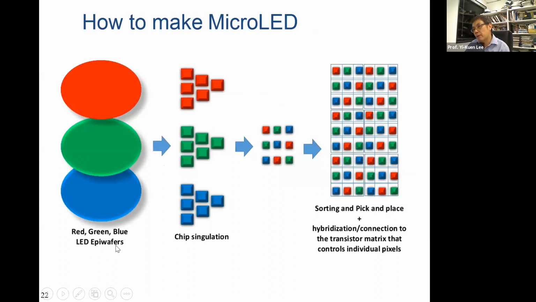We call it an epi wafer, right? And then try to do dicing, sometimes called dicing, sometimes chip singulation. And then we do pick and place for each small micro LED, and then put it in a module form. Okay, so this is the way.